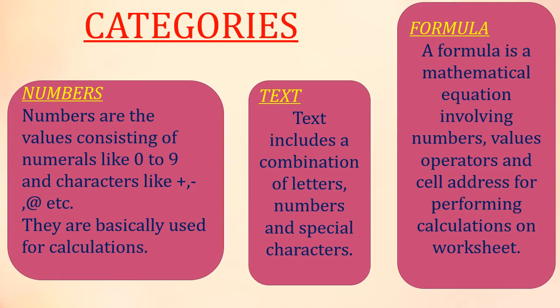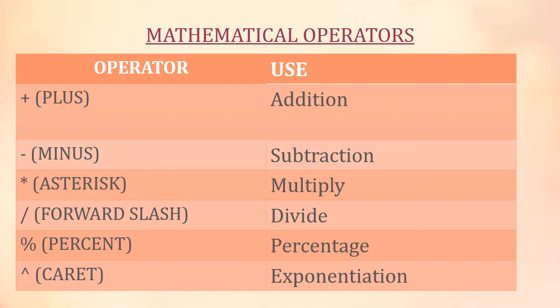The third type is formula. A formula is basically a mathematical equation that involves numbers, values, operators, and the cell address for performing various calculations on the worksheet. An operator is basically a symbol that specifies the various actions. Now, the different operators in Excel, that is mathematical operators. Let's study those mathematical operators. Here is the list of the different mathematical operators with their use.